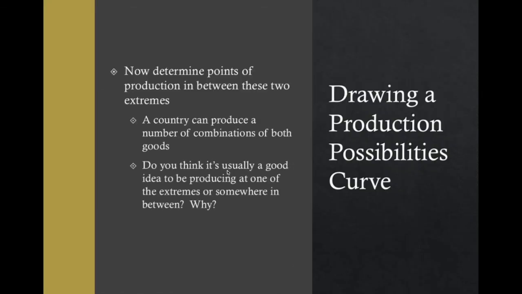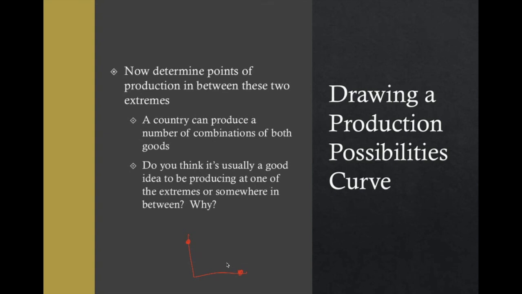So you can basically have a number of combinations of both goods. The big thing to think about when we talked about the extremes, where you have all of one thing and none of the other, it always kind of wonders, is that really the best choice?